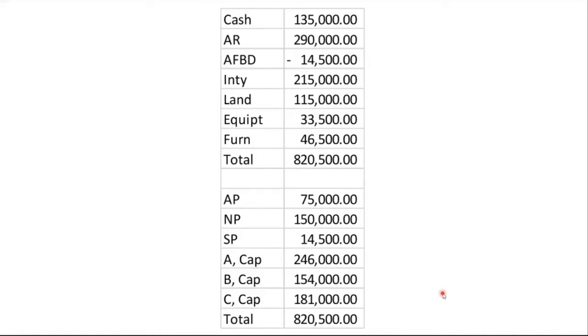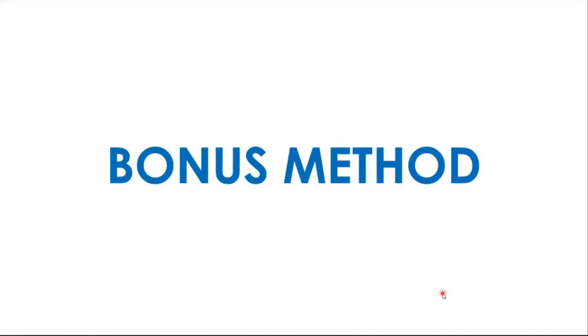So that will be the process in the investments under scenario 3, wherein there are sole proprietors who would like to establish a partnership. So that's basically the answers to our examples there. So with that, we are now going to proceed with the bonus method.